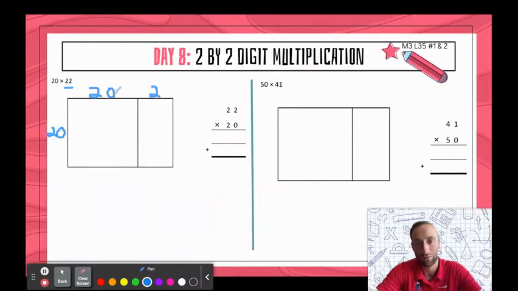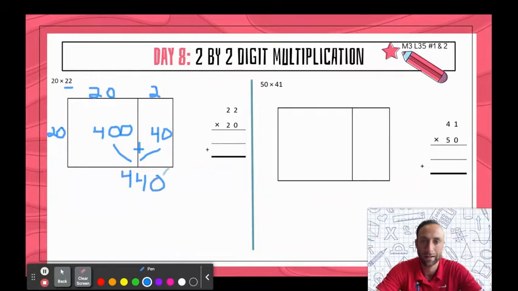So let's start off here. 20 times 20. I have 1 0 up top, I have 1 0 on the bottom, and 2 times 2 is 4. 20 times 2, 1 0. 2 times 2 is 4. Add these 2 up here. My answer is 440. And just like that, you are able to successfully multiply 2 by 2 digit problems.